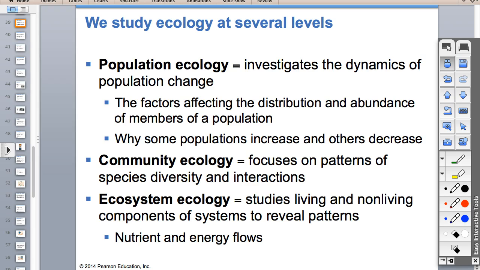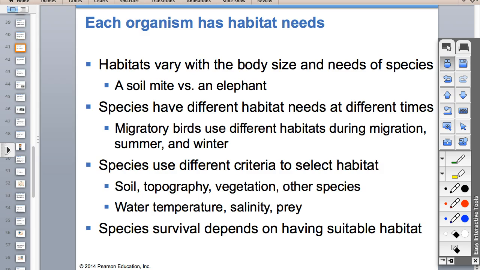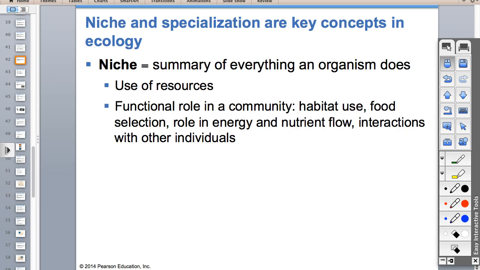Community ecology, like I said, you're going to be looking at the living things, the populations that are working together. And then the ecosystem, living and non-living. So habitats: some species have different habitats based on different times, and that's where migration comes in. Yeah, we're good there. Niche, or niche if you want to be classy.